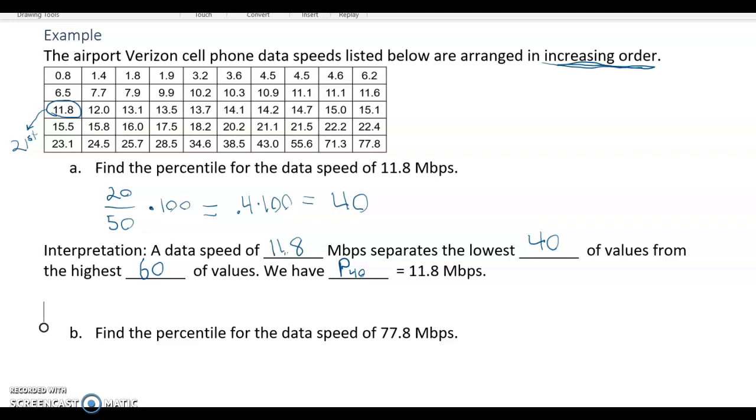Now let's find the percentile for the data speed of 77.8 megabits per second. Let's find it in the chart. 77.8. Well, it's the very last one. So what does that mean? It means out of 50 values, there are 49 values that are less than 77.8. 49 out of 50. We'll take that proportion and times it by 100. And what we'll get is 0.98 times 100, or 98. So the 98th percentile, P sub 98, equals 77.8.